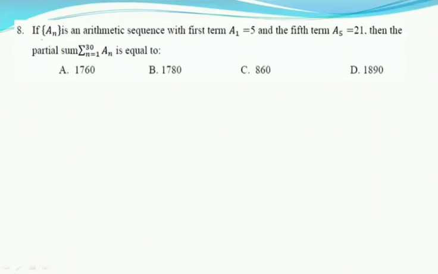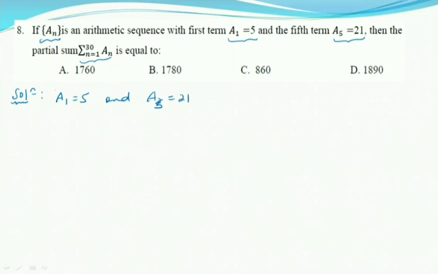If an is an arithmetic sequence with first term 5 and the 5th term 21, then the partial sum of the first 30 terms is how much? So to make this clear, let me first write the given. Given the first term is 5 and the 5th term is 21.